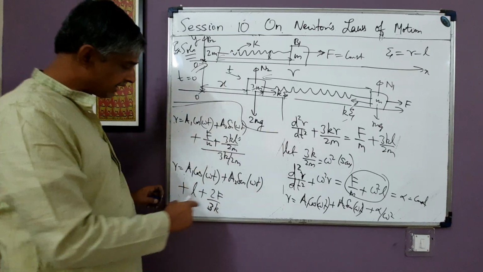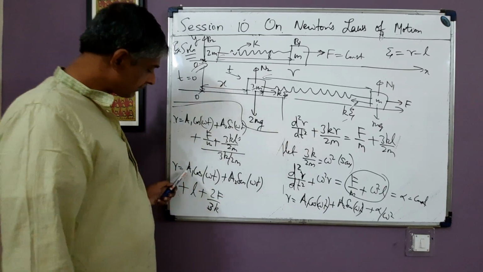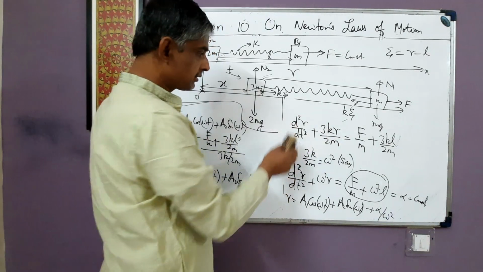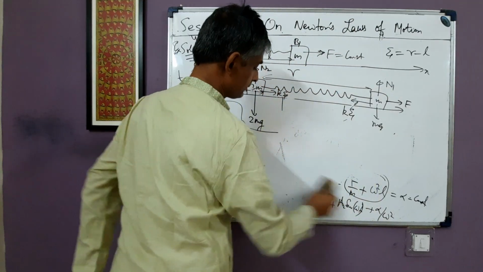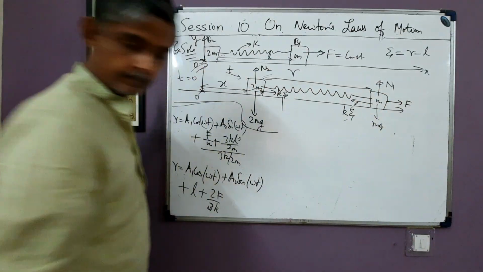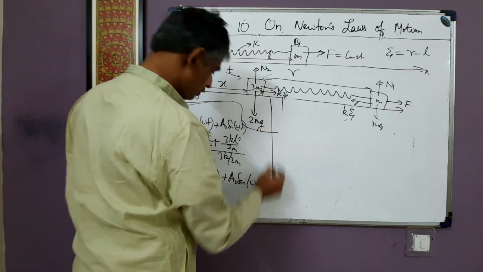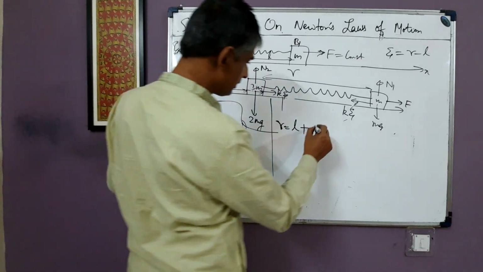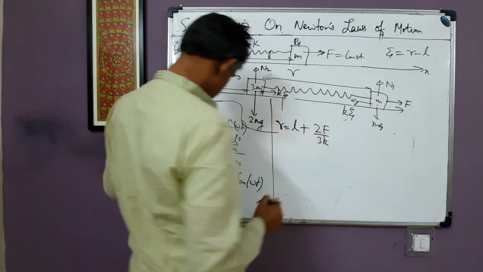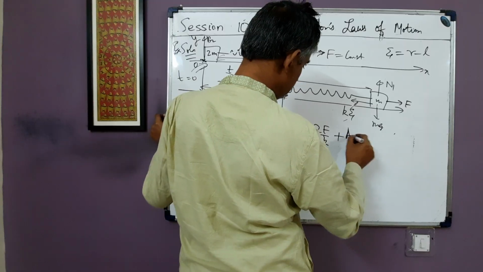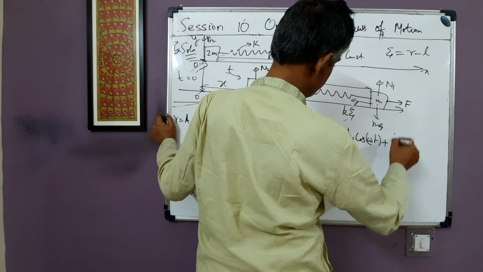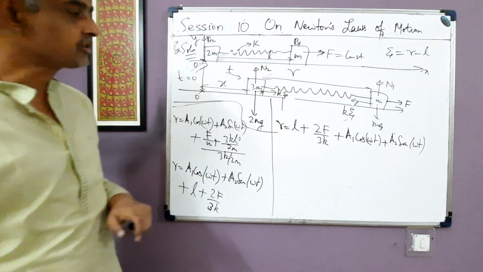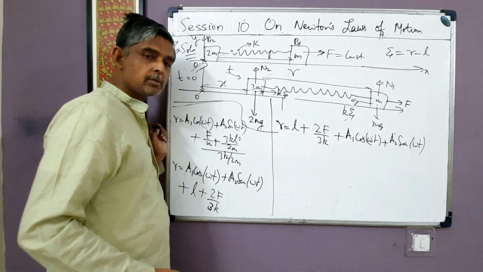This is the expression for r in terms of time t. But now to determine r, we must know a1, a2. A1, a2 we have to determine, then only we can solve this question. So r is equal to L plus 2F by 3k plus a1 cos omega t plus a2 sin omega t. Now a1, a2 are constants, and they have to be determined from some given condition.